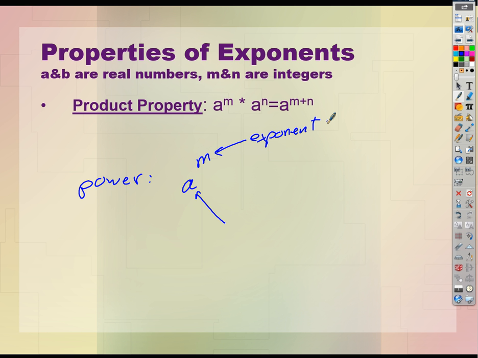And what do we call that thing down there that's on the bottom? It's typically a number, but it could be a variable. Could be a real number. It's what we call the base. An exponent is always comprised of a base taken to an exponent, raised to an exponent. Okay?